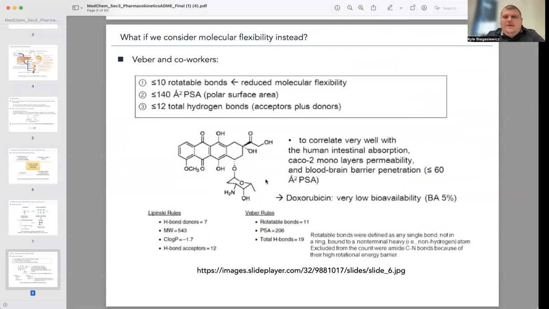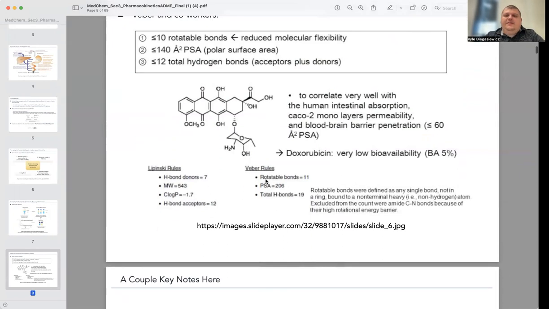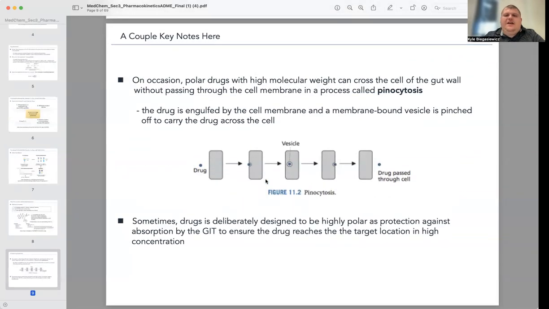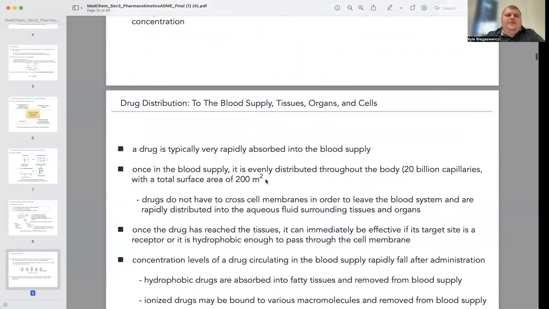Slide 8, Weber's rules. I would have good appreciation for these ones. I would know them. It's likely going to be part of a multiple choice questions, very similar to Lipinski's rules. Slide 9, this is not particularly important, but I would generally know what pinocytosis is.